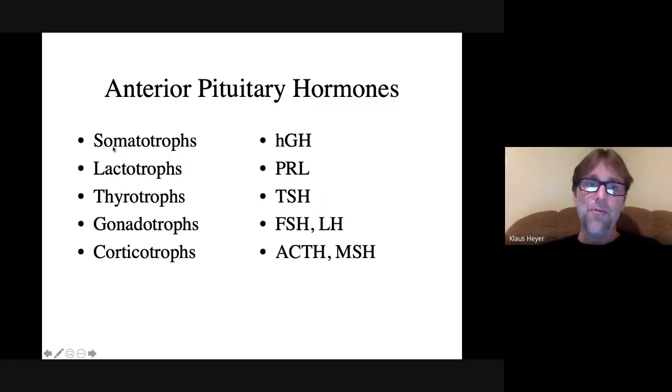Somato, you'll see that word in other words. Somato means growth, right? If you look across here, you could kind of figure out what this means. HGH, human growth hormone.